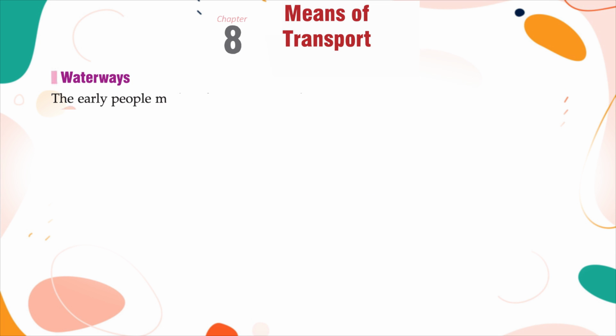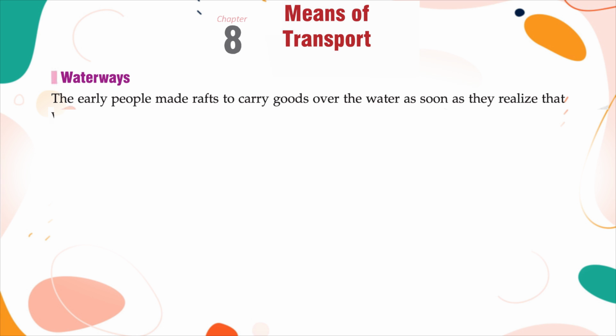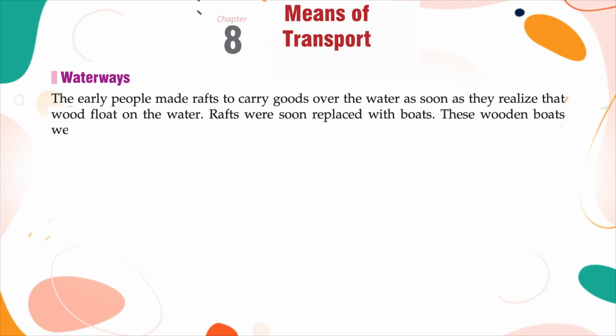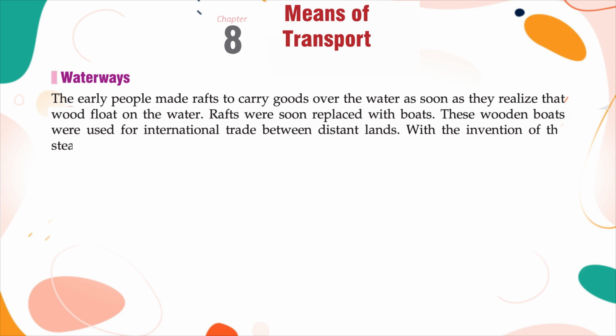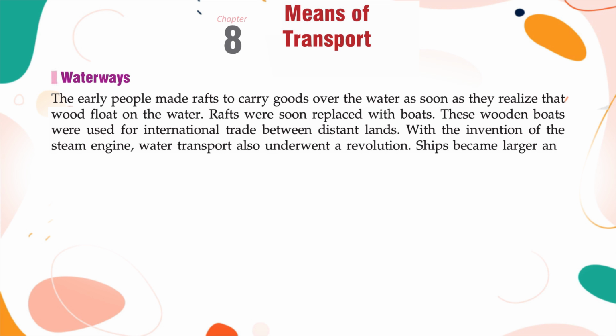The early people made rafts to carry goods over the water as soon as they realized that wood floats on the water. Rafts were soon replaced with boats. These wooden boats were used for international trade between distant lands. With the invention of the steam engine, water transport also underwent a revolution. Ships became larger and faster.